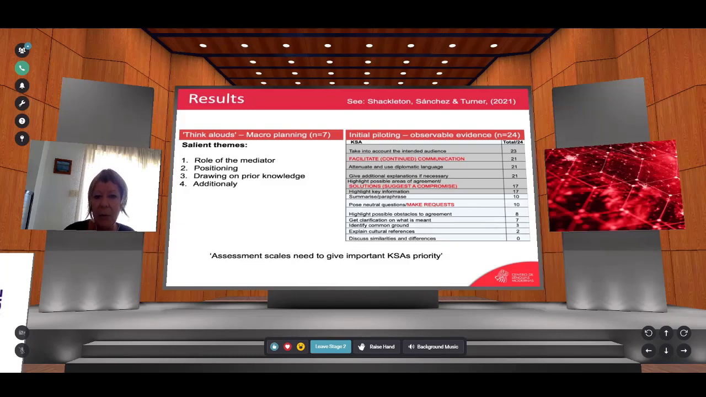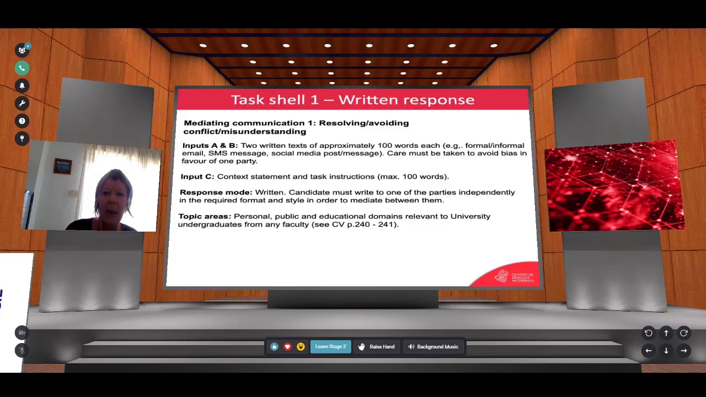And so now our next step is to develop the assessment scales. We really want to give these important KSAs priority when we develop the scales. So we have one task shell for one situation. We have a procedure now set in place, and we can look to developing other task shells.